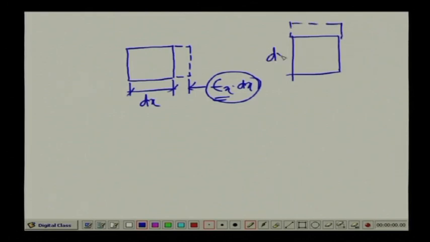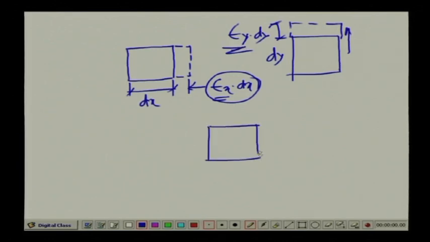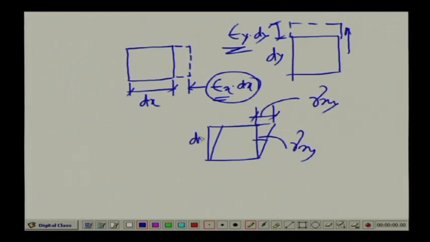This length is dy. So, this stretching is epsilon y dy, where epsilon y is the strain in the y direction. In the y direction, strain is epsilon y. Or if we have the shearing strain, which is gamma x y, then the extension is equal to gamma x y times, if we call this depth as dy, gamma x y times dy. So, these are the extensional aspects when we talk in terms of the strain in the plane figures. These are related to the plane strain conditions.